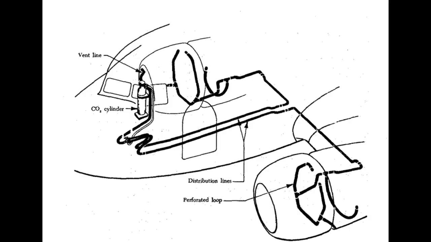And here we can take a look at your typical CO2 installation. We have a vent line. There in the cockpit, you can see the CO2 cylinder. Our distribution lines that carry the agent to our perforated loops in the engine section to distribute that agent.